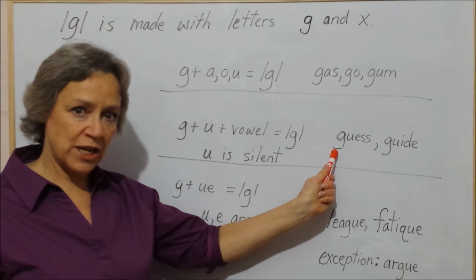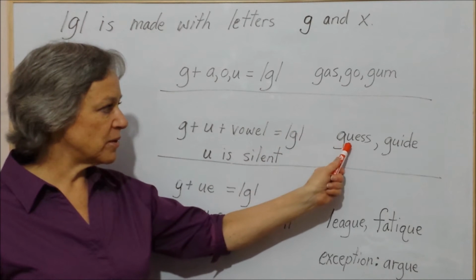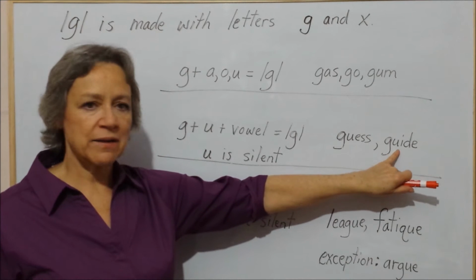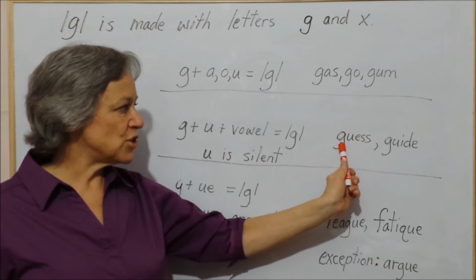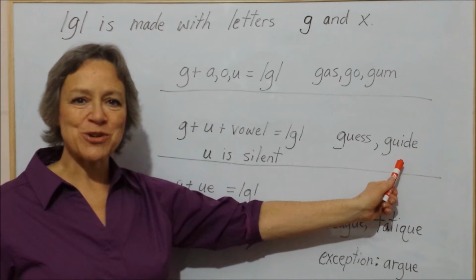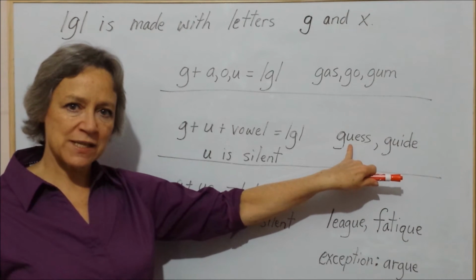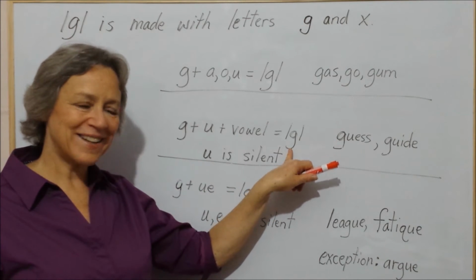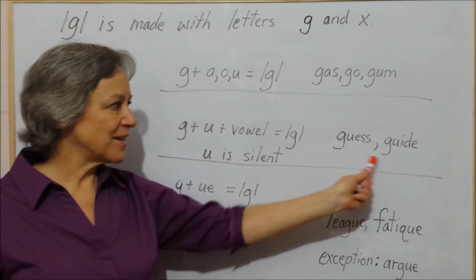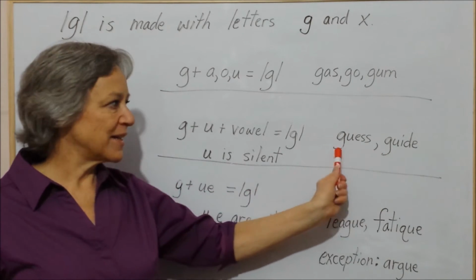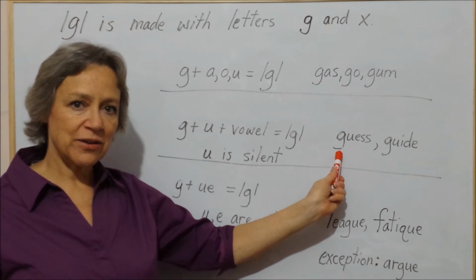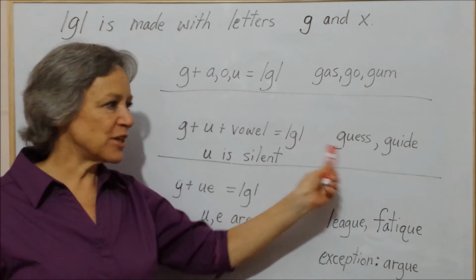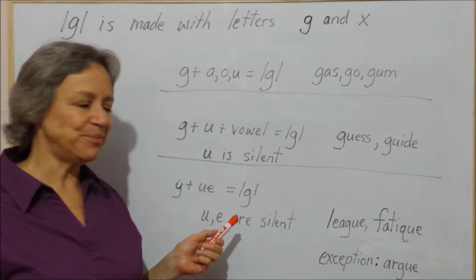So I have the letter G plus the letter U plus another vowel. Here my vowel is E. Here I have G-U-I, the letter I. When I have G-U-E or G-U-I or G-U-A, another vowel, the U is usually silent, and the G does make the G sound, okay? So this word is guess and guide. Guess, guide. We hear a G, we don't hear the U, and we do hear the next vowel, okay? That usually occurs at the beginning of a word or syllable.